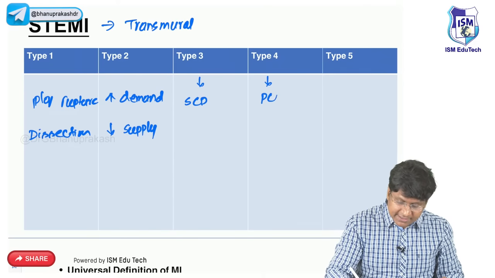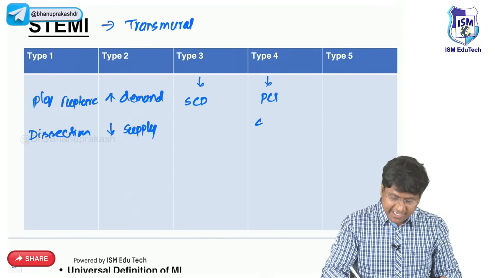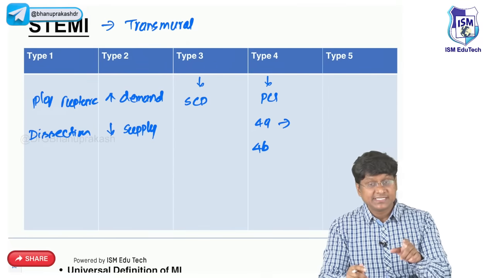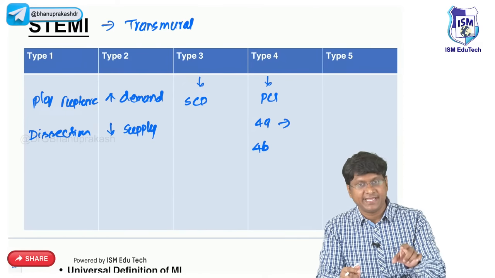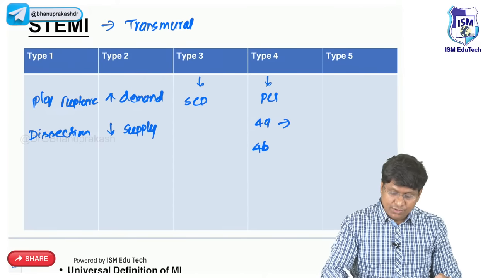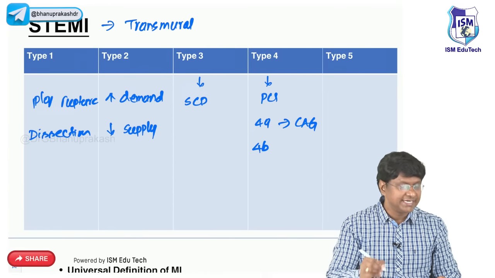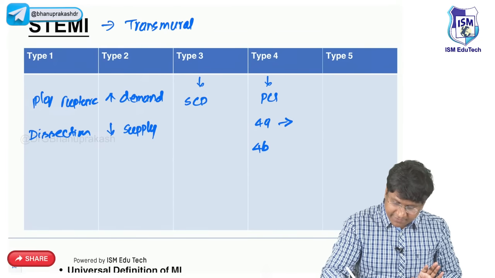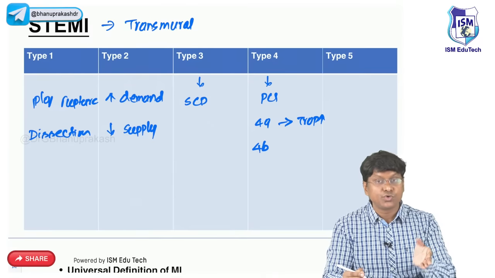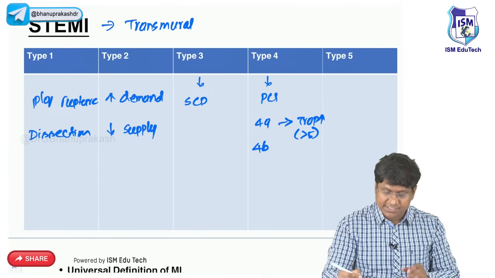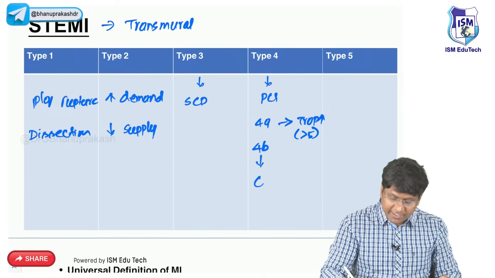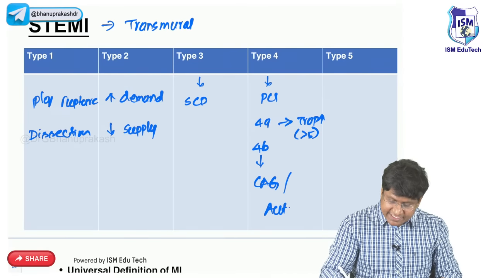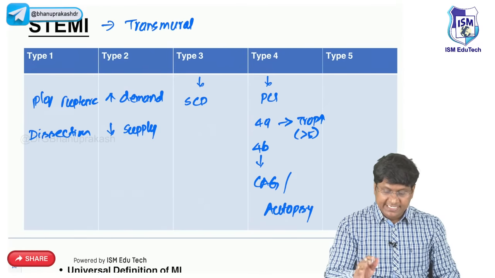Now your type 4 MI is related to PCI. Again, we have 4A and 4B. 4A is when the stent which has been placed has been blocked, and that is documented by raising troponin levels more than 5 times. That will be your 4A. But if it is documented by coronary angiogram that the stent is blocked, or the stent blockage is identified on autopsy, that will be your 4B.